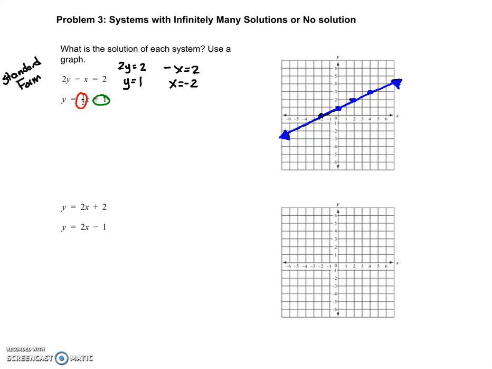So I've gone ahead and graphed that. This is the same line. If it's the same line, I can pick any point on that line, and it's going to be a solution for both of those. So this is infinite solutions.